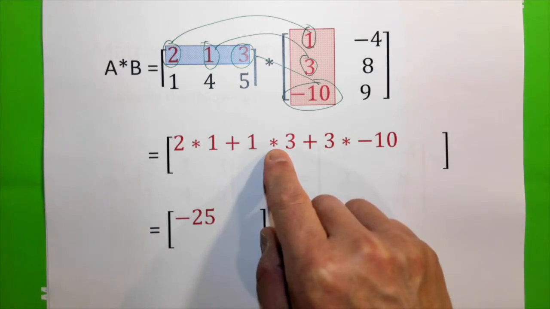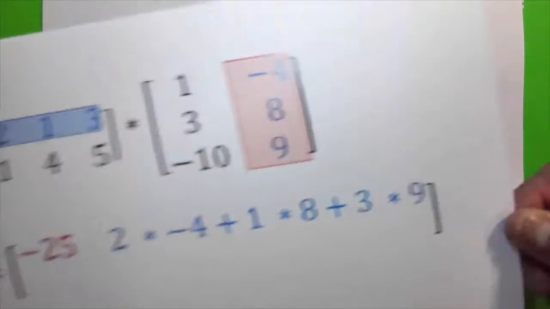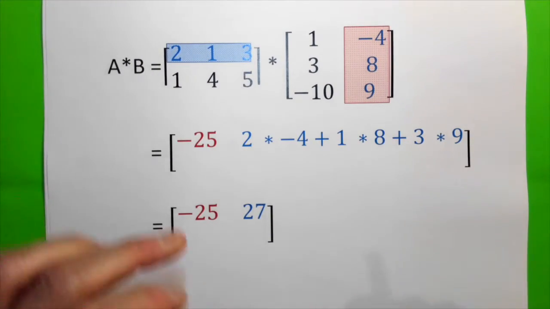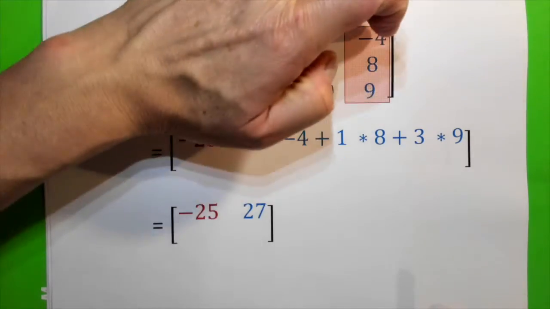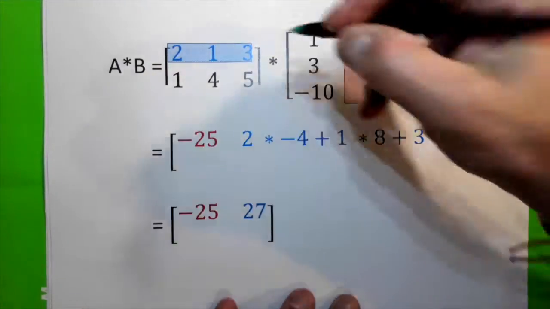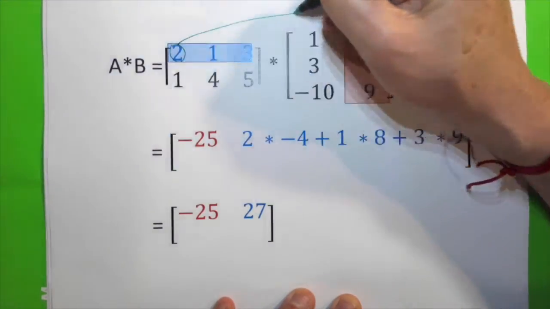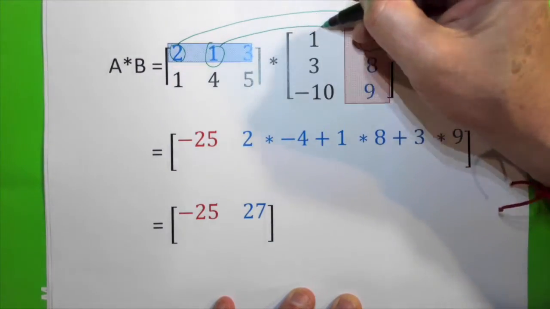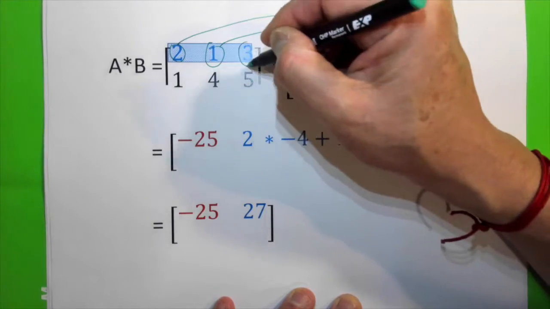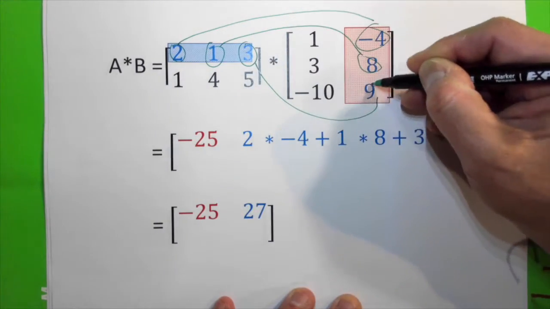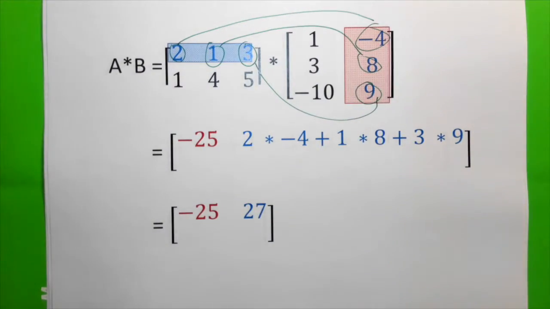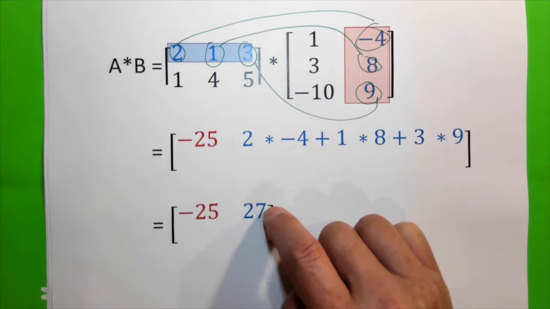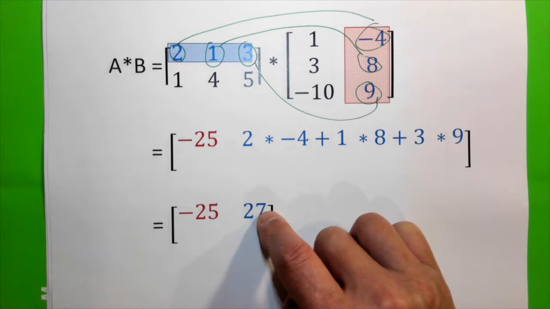Now, one number is done. Let's have a look at the next one. Okay, we are still looking at the top row, but this time it's the second column. See, this multiplies by that, this multiplies by that one, and finally 3 multiplies by 9. Then we add it all together. We get the next element in the new matrix, which is 27.